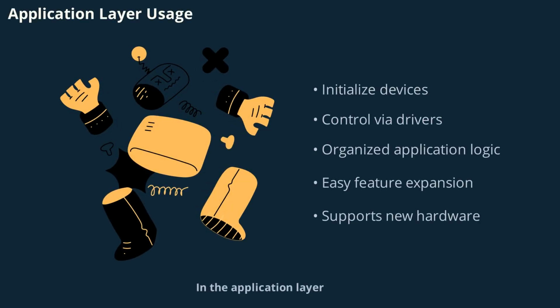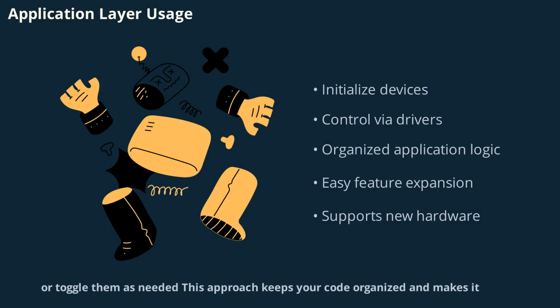In the application layer, you initialize and control devices using the modular drivers. For example, you can set up a status LED to blink every second and an error LED for fault indication. The application logic calls driver functions to turn LEDs on, off, or toggle them as needed. This approach keeps your code organized and makes it easy to add new features or support additional hardware.